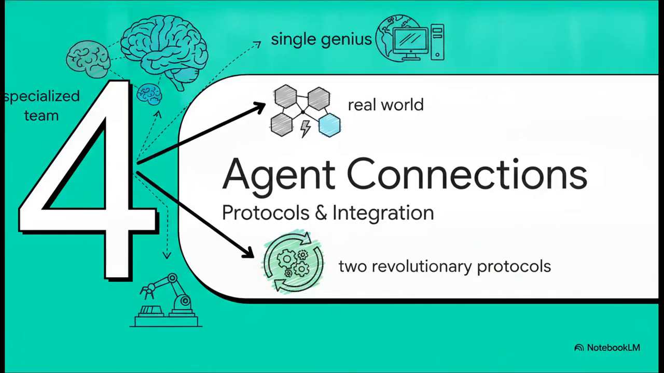Okay, Section 4, standardizing agent connections. So once you've architected your agent's brain, whether that's a single genius or a specialized team, you need a standardized way to plug it into the real world. This brings us to two revolutionary protocols that are completely reshaping the ecosystem right now.